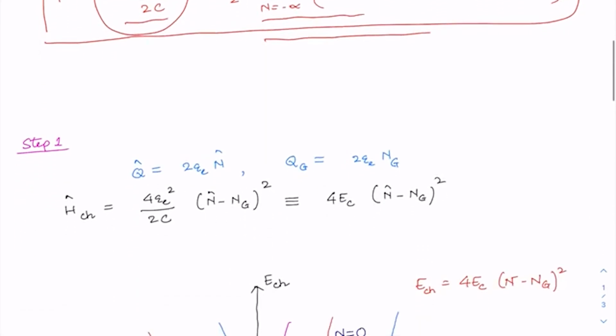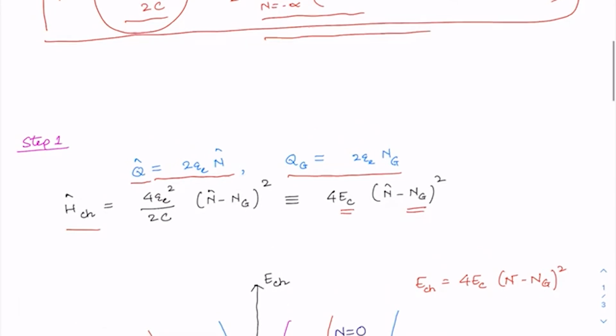We wrote the charging part of the Hamiltonian in a more convenient form by expressing the charge operator in terms of the number operator, while expressing the gate charge in a similar form. Here E_C is the charging energy constant. N_g is the controllable parameter, as it is related to the gate voltage or the external electric field that is used to tune the Cooper pair box.